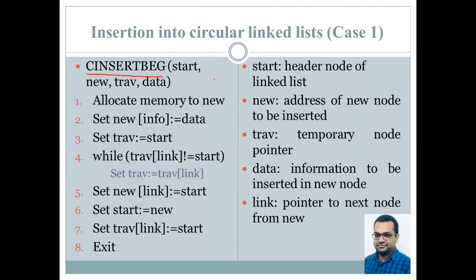Now, to insert a new node, we'll be allocating memory dynamically to it. We'll be initializing its information part with the data value that we want to insert. We'll be assigning it the address of the start node, or the address of the first node, using this assignment statement.